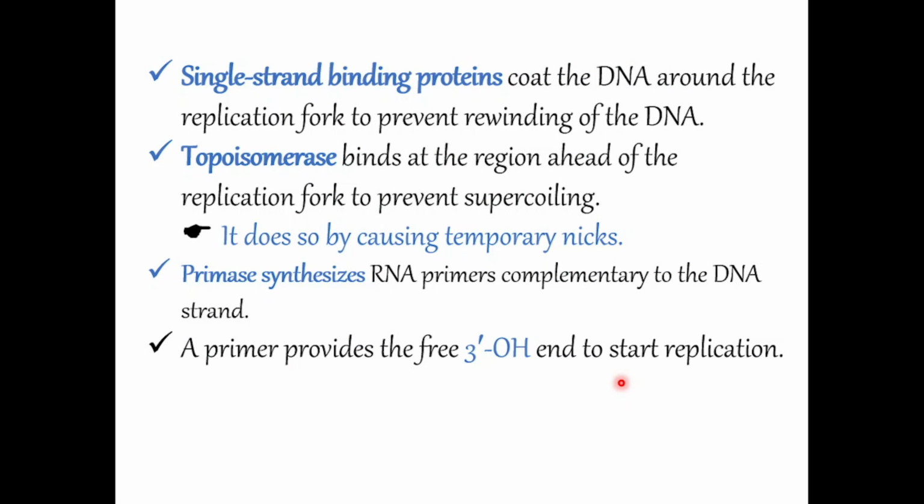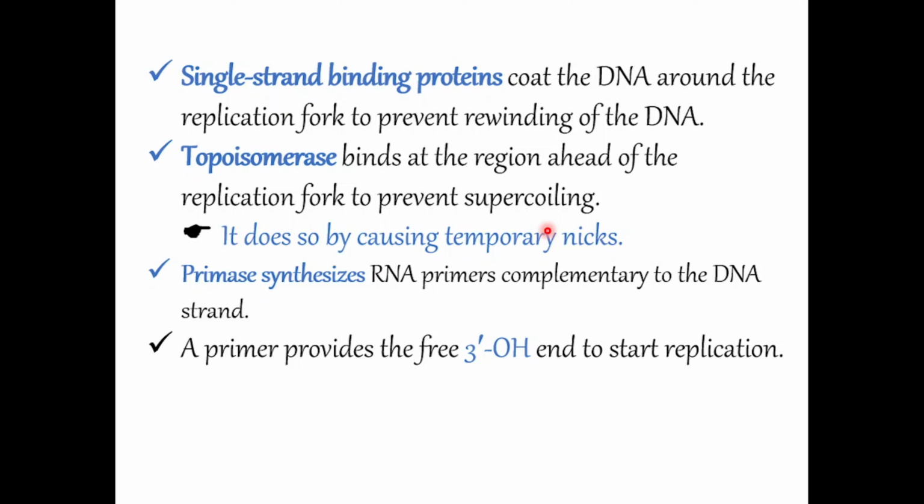Not only helicase, there is an enzyme we call single-stranded binding protein. This single-stranded binding protein coats the DNA around the replication fork to prevent rewinding of DNA. It coats each single-stranded DNA, so there is no chance of rewinding. There is also topoisomerase. This topoisomerase binds at the region ahead of the replication fork to prevent supercoiling.